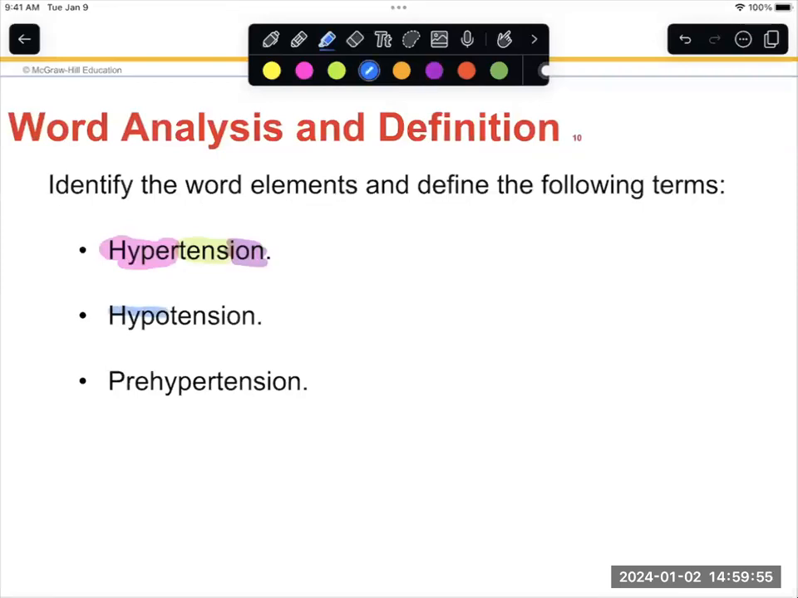So hypotension, hypo means low or below. This is low blood pressure. We already defined hypertension, so pre means that precursor to hypertension.